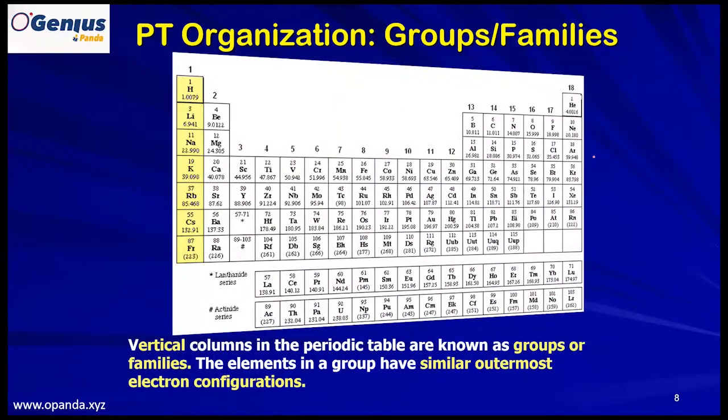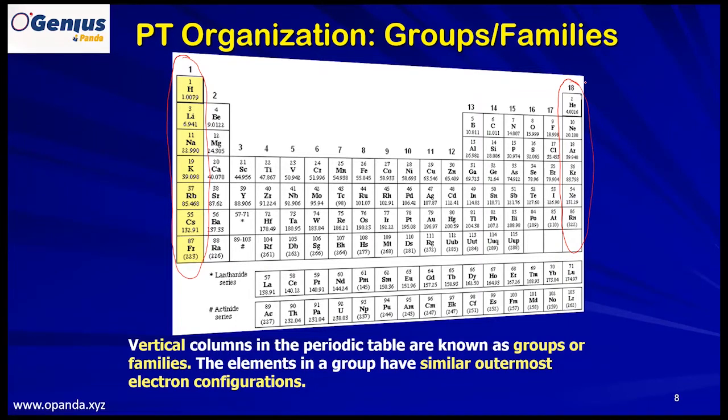The periodic table is also organized in groups or families. And a group is any vertical column. This vertical column, for example, this one in the yellow color, is a group or a family. This one here, that of the noble gases, is also a family or a group. So the vertical columns are called groups or families. And the elements in those families or groups have similar chemical properties.